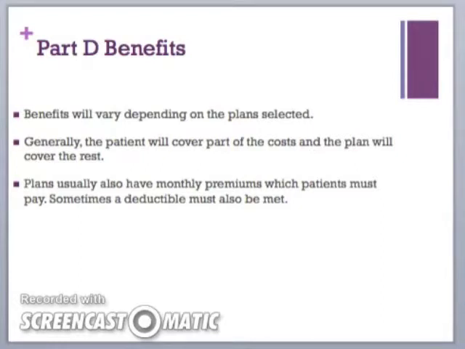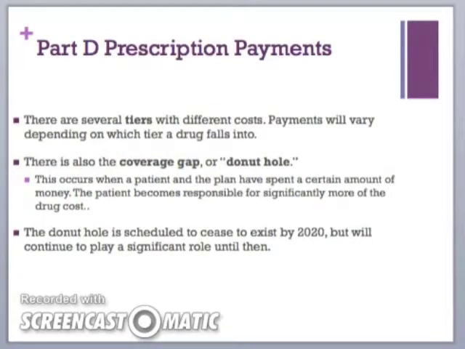Just like typical private insurance, benefits may vary depending on the plan selected. As expected, the Medicare beneficiary must cover a portion of the drug cost, and the plan will cover the remainder. In addition to premiums, some plans also include deductibles that must be met before benefits start to pay for the costs. As we discussed last week, Medicare Part D medication costs are organized into tiers. How much the member pays will depend on the tier the drug is listed under.